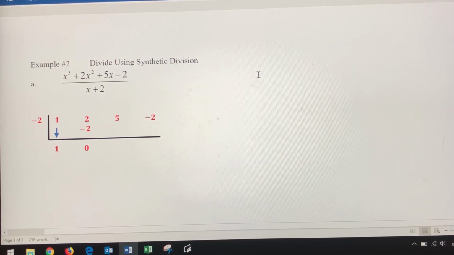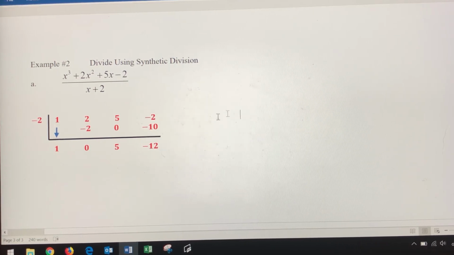Now we're going to go through the process again. We're going to multiply -2 times this value 0, and we're going to place that right here. So that's going to be 0. Then we sum these two values, so 5 plus 0 is 5. Continue the pattern: -2 times 5 is -10. We sum these two values, and we get -12.